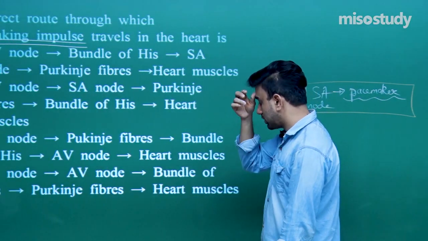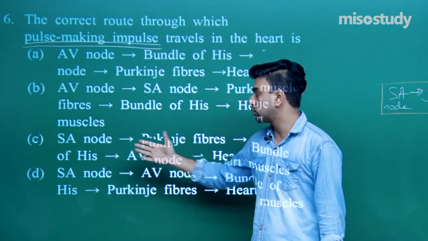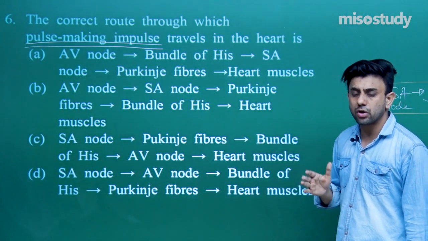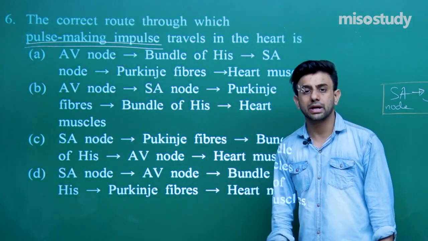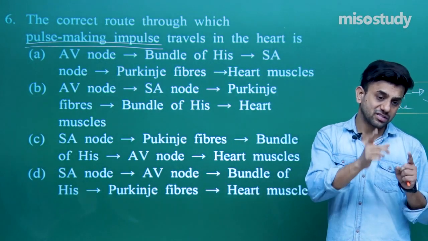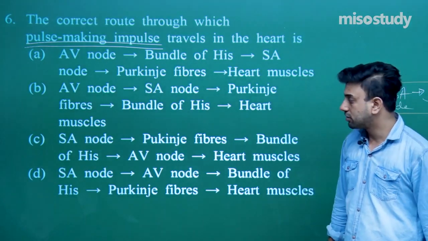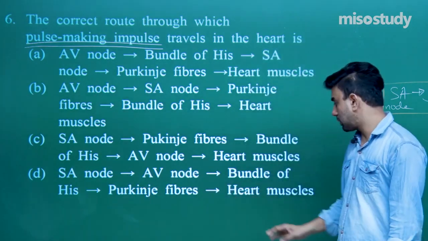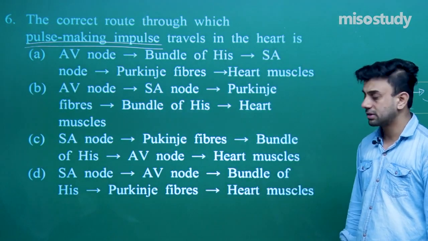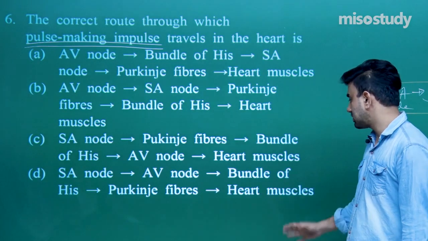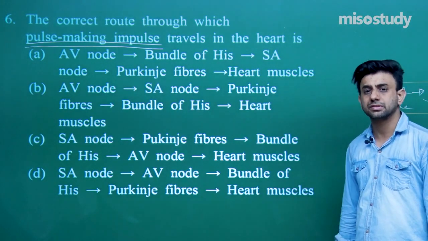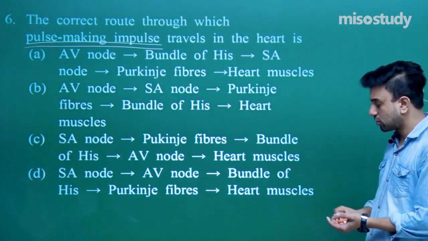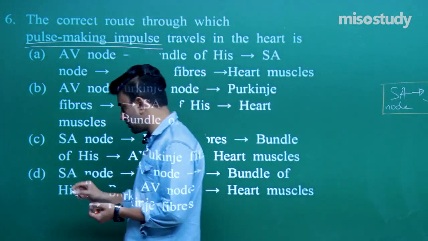And then what we will see, the impulse is generated in the SA node. And then what happens? It travels to the interatrial septum, where the AV node will be. That is the septum between the two atrial chambers. So the impulse from the SA node then comes to the AV node, and from the AV node it will come to the bundle of His and the Purkinje fibers, and finally to all the heart muscles.